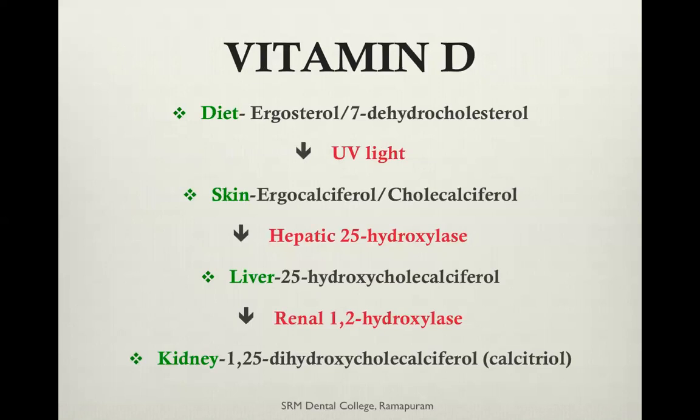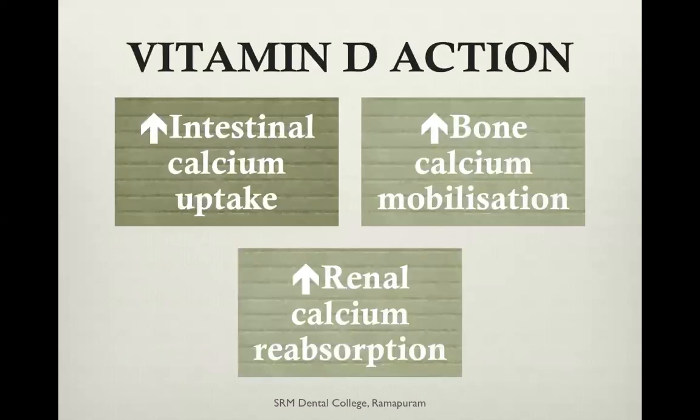Now coming to the vitamin D action. The vitamin D that is taken in the diet is ergosterol or 7-dehydrocholesterol, and this, in the presence of UV light from the sunlight in the skin, gets converted to ergocalciferol or cholecalciferol. This goes to the liver and, in the presence of hepatic 25-hydroxylase, gets converted to 25-hydroxycholecalciferol, and finally in the kidney, in the presence of renal 1-hydroxylase, gets converted to the active form, which is 1,25-dihydroxycholecalciferol, otherwise called calcitriol.